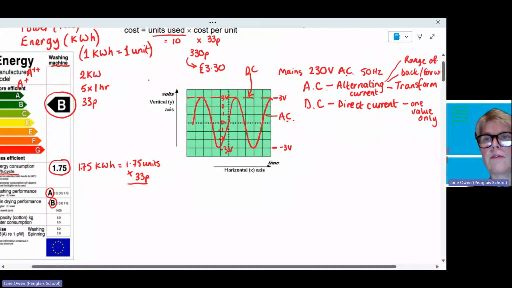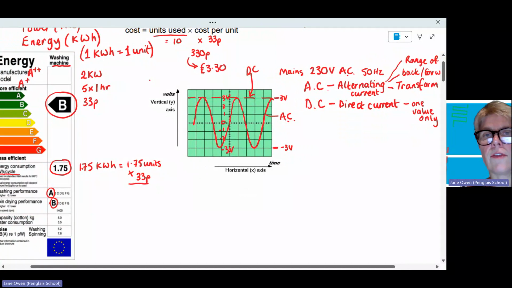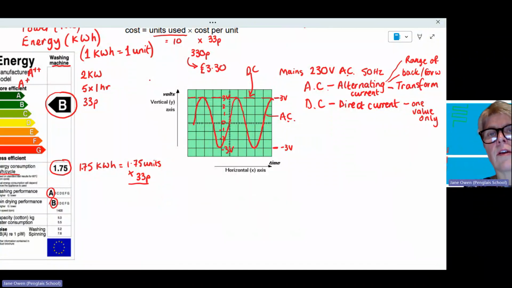Okay, so that's the difference between an AC, an alternating current, where the current is going back and forth, and a DC current, which only has one value. The current is going one way around the circuit.